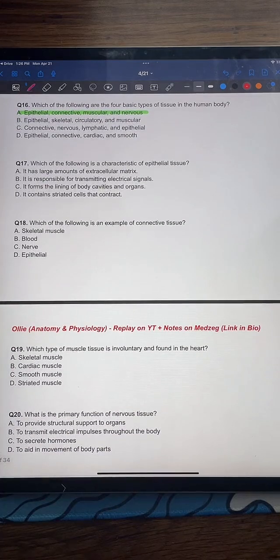Number 17. Which of the following is a characteristic of epithelial tissue?